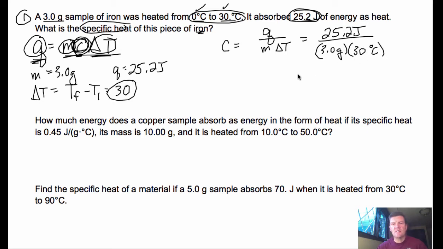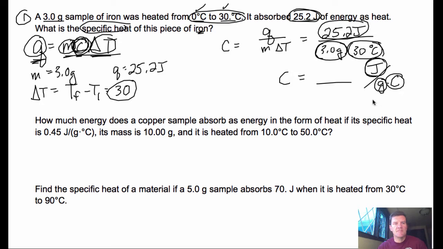So to calculate this, you can do this on your calculator. I don't need to do this for you. You're going to take 25.2 joules, divide by 3, and then take that answer and divide by 30. And you will get a value in joules per gram Celsius. That would be the specific heat of that particular piece of iron. Remember what it's measuring. The specific heat is telling you how many joules of energy are needed to raise the temperature of a gram of that substance 1 degree Celsius.